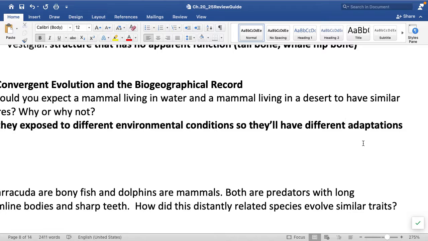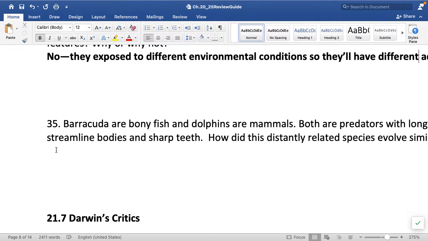All right, barracuda are bony fish and dolphins are mammals. Both are predators with long, streamlined bodies and sharp teeth. How did these distantly related species evolve similar traits? They both live in the water. Same environment.